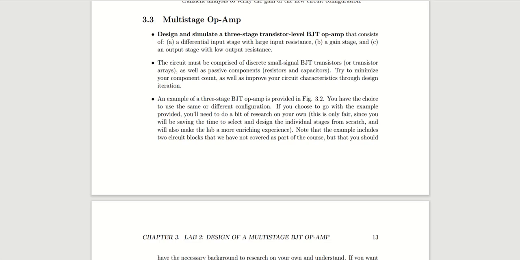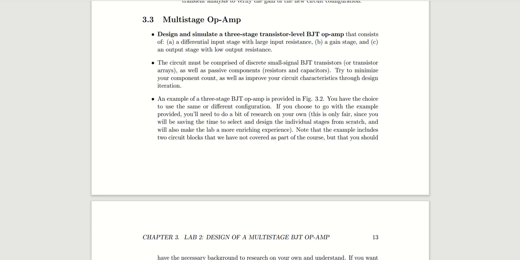Hello, in this video we're going to continue with Lab 2 and we're going to go over the multi-stage op-amp. So in the directions it says that we're going to design and simulate a 3-stage transistor level BJT op-amp. It's going to have a differential input stage with large input resistance, a gain stage, and an output stage with low output resistance.